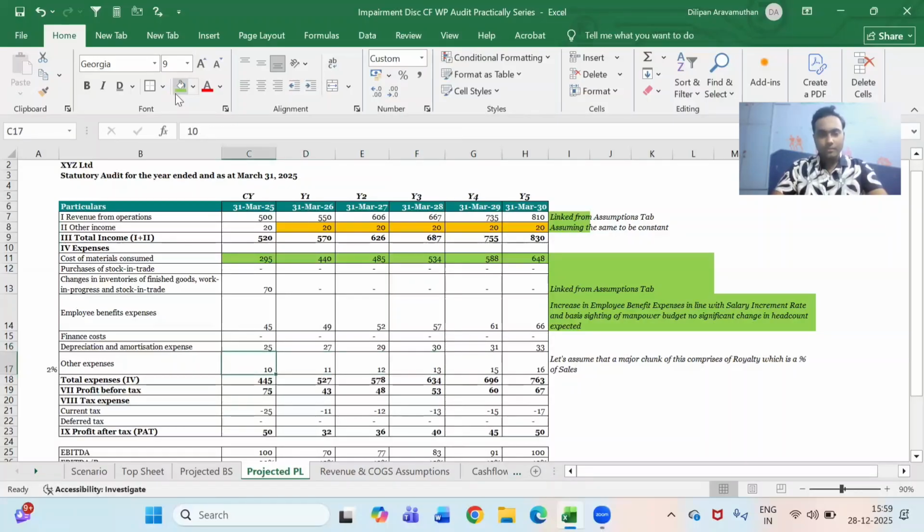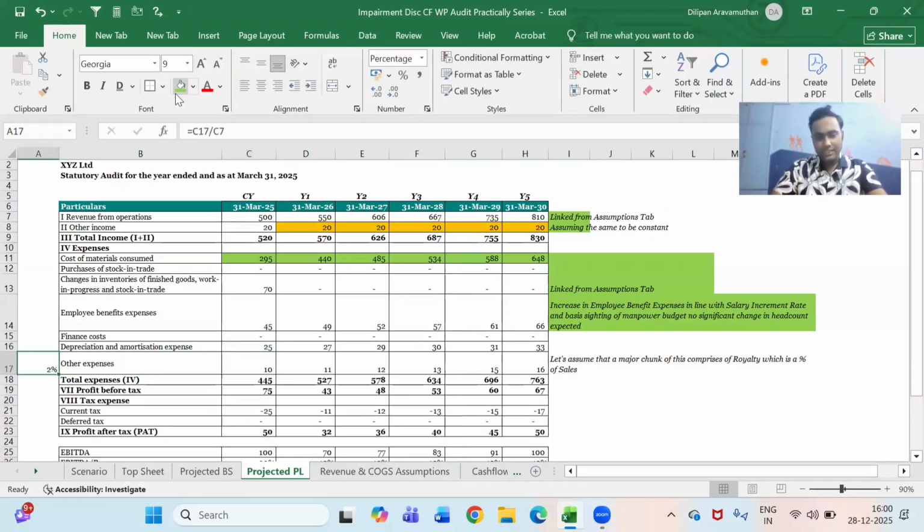Guys, from what we discussed with the management, we are able to see that other expenses are 10 crores. But basis our discussions with the management, we understand that out of this 10 crores, 9 crores actually pertains to royalty. So only 1 crore is the other expense items, right? 9 crore pertains to royalty, and royalty is expressed as a percentage of sales. So almost 90% of the other expenses is ideally a percentage of sales.